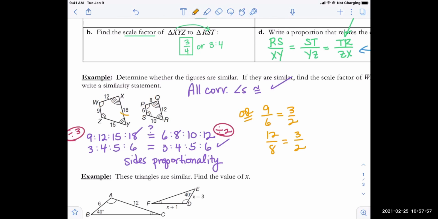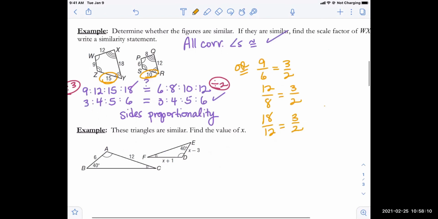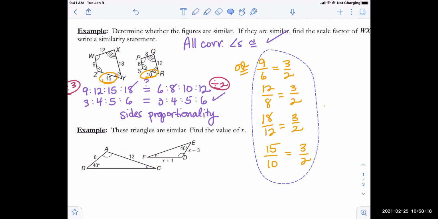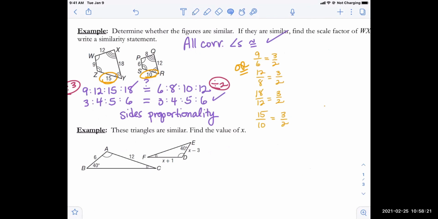Okay, if I compare 18 and 12, take out a 6, it'll be 3 to 2. Okay, and then if we compare 15 and 10, take out a 5, it'll be 3 to 2. That's a different way of showing that all the sides are proportional. What is the scale factor? And again, if I don't specify which way, you go left to right. What is the scale factor?